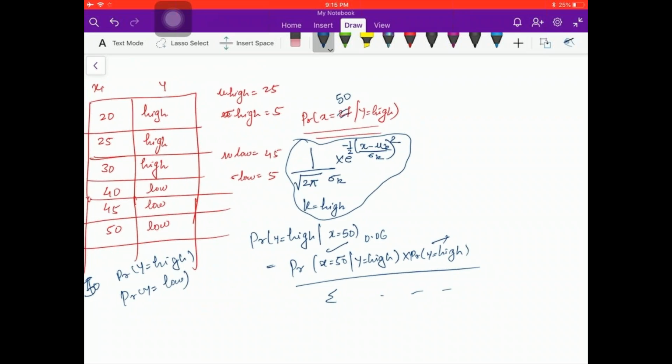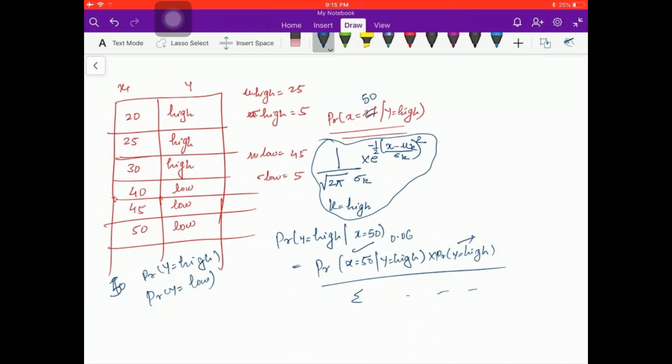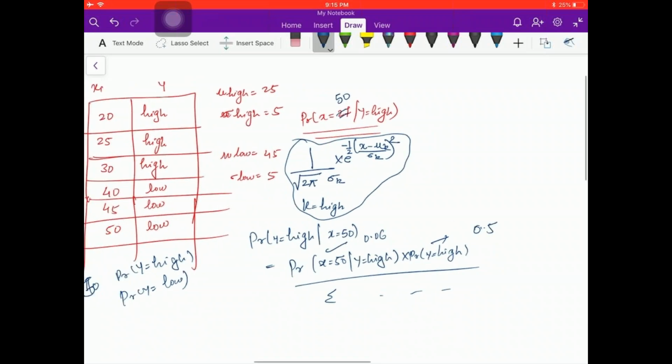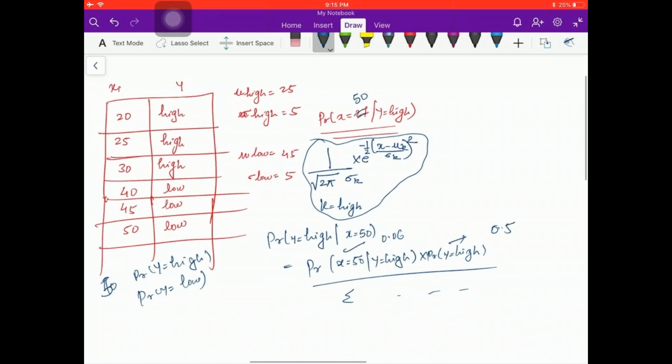Anyways, so what is probability y equal to high? From this same data, the probability is like 50%, right? Excellent. Yeah, it's 50%. So 0.5. Because high is 3, low is 3, so 3 by 6. Okay, so 0.5 is the probability, and then you have the denominator.